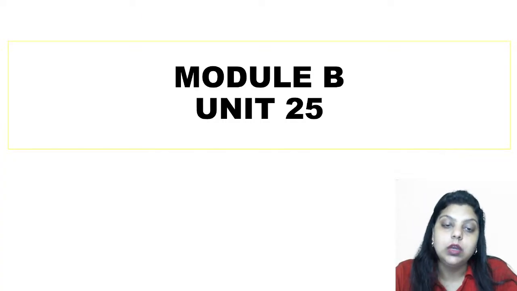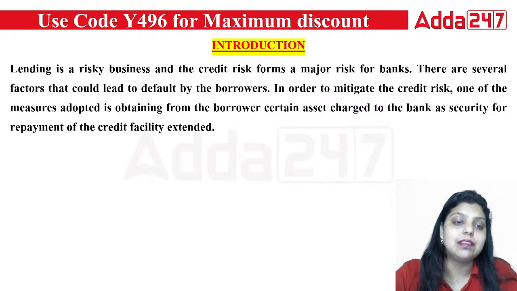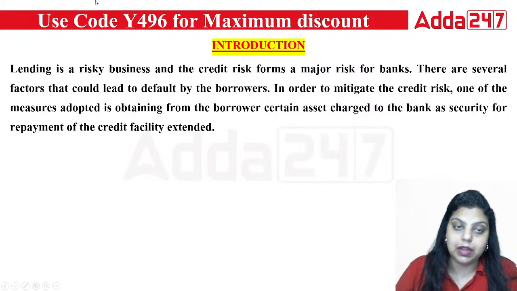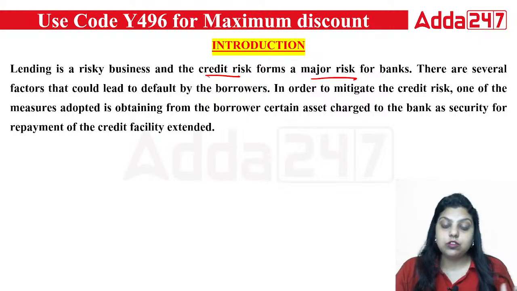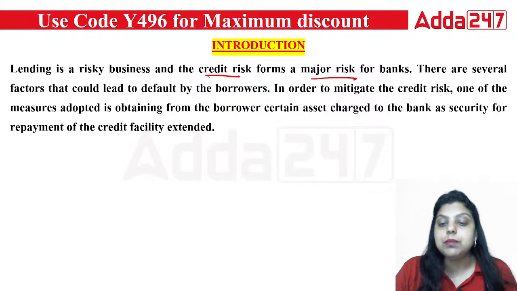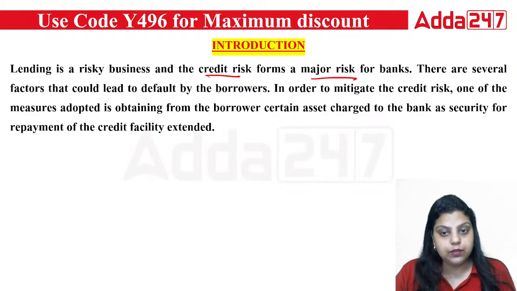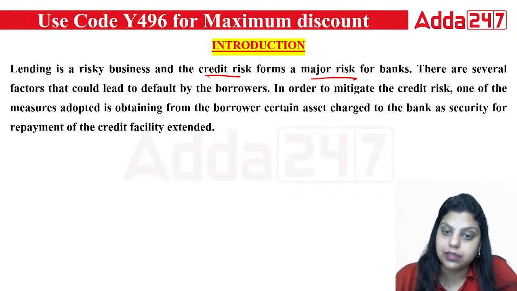So let's start with the basic understanding of the chapter. Lending is a very risky business of a bank, and credit risk forms a major risk for the banks. Credit risk is also called default risk. It is a type of risk in which the customer has not returned the money of the bank which they have taken as a loan. When the customer defaults and does not repay the loan to the bank, that's a default risk, or we can call it a credit risk.